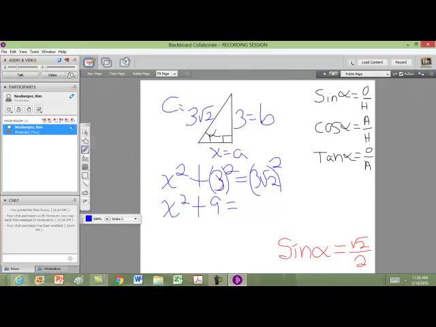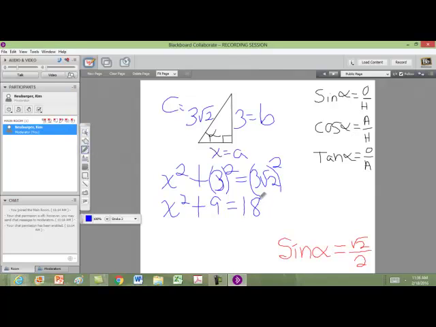On the other side, when I square this 3 square root of 2, I have to square the 3, which gives me a 9, and that's actually being multiplied by the square root of 2 squared. And the square root of 2 squared is just 2. So this becomes 9 times 2. And 9 times 2 is actually 18, so we can just change this into an 18.